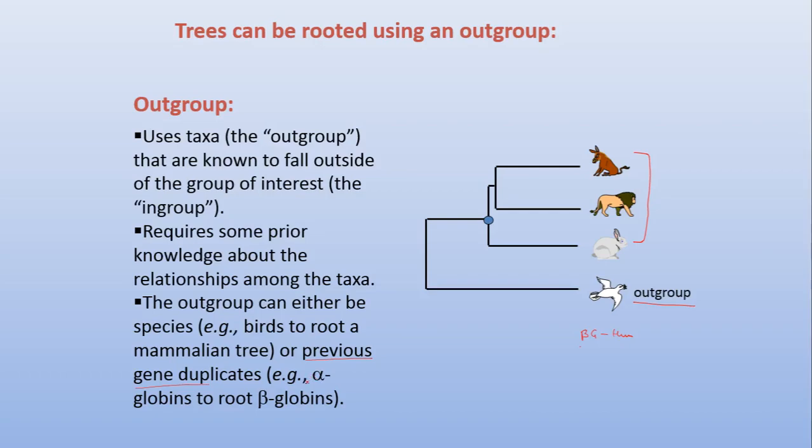So the thing is that you are supposed to know that this outgroup is somehow related to your in group, but it has evolved differently. Okay, it is related but it is different. Such kinds of operational taxonomic units are ideal candidates to be used as outgroup.